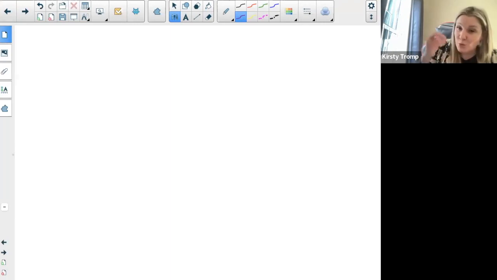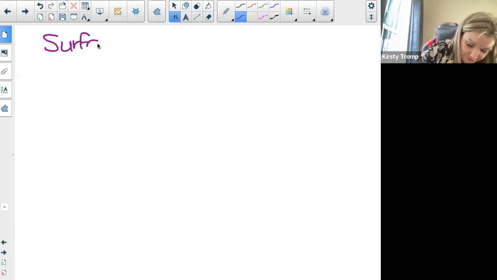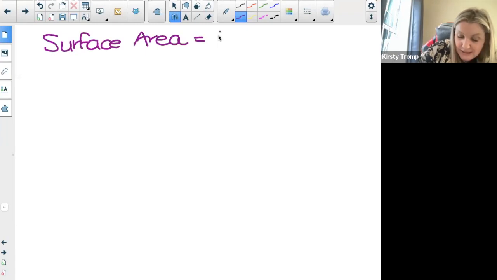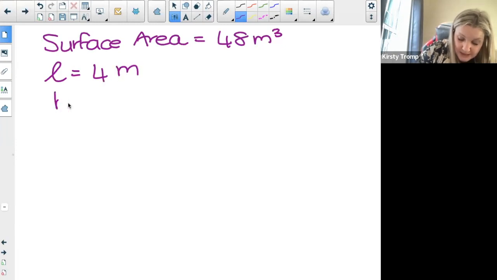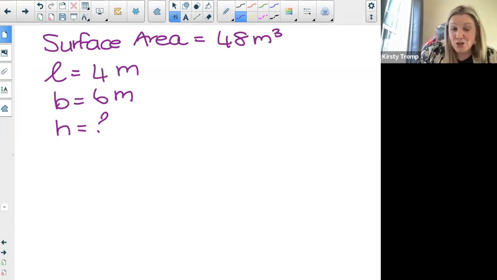So Pio is saying to me, what they'll get at their school is it'll say surface area, and it might say that the surface area is equal to 48 meters cubed. And then it'll say that the length is equal to 4 meters. It'll say the breadth is equal to 6 meters. And they'll say that the height is unknown. They don't know what the height is, and they ask you to go calculate the height. So that's what Pio was saying to me.